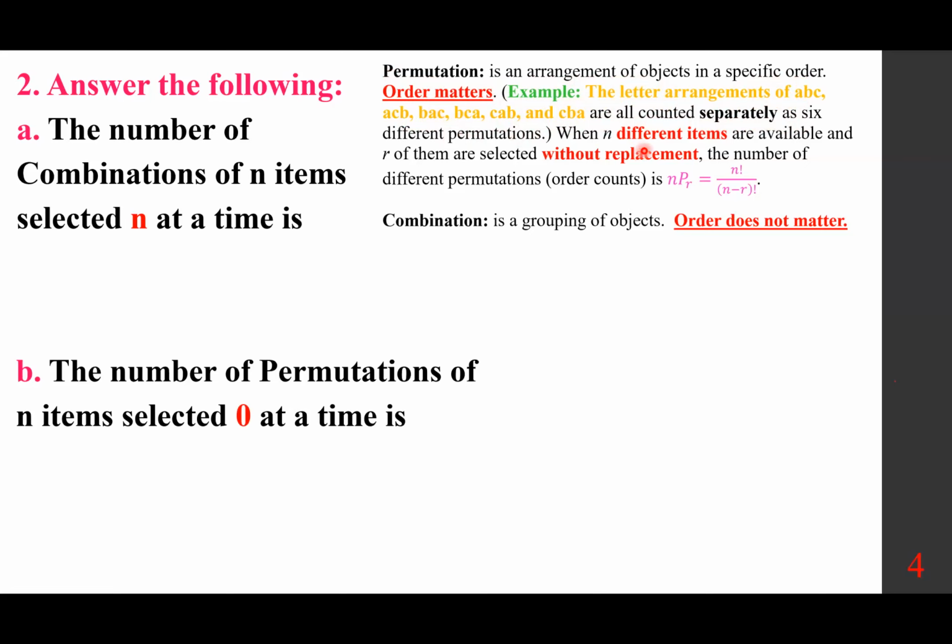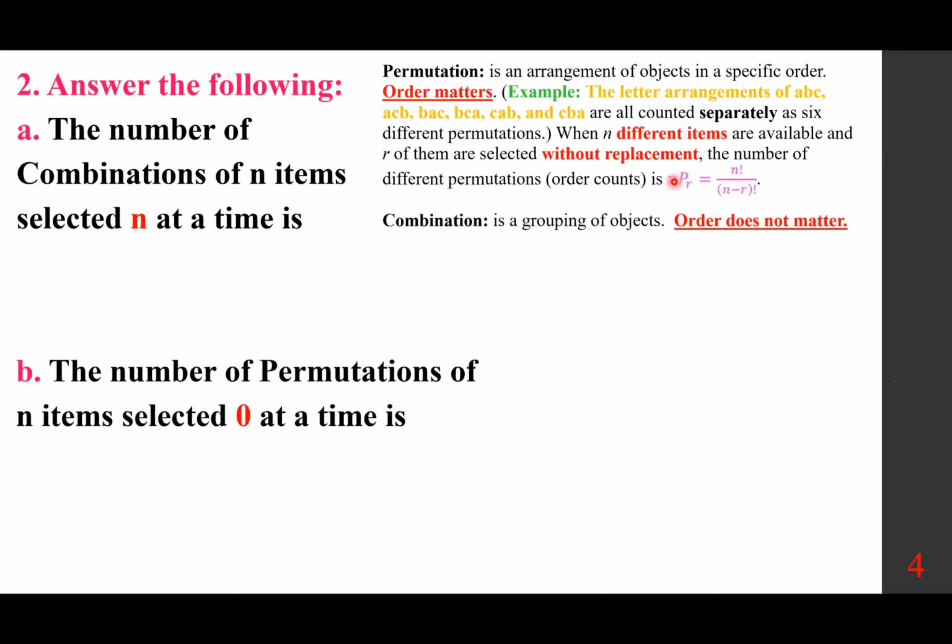When n different items are available and r of them are selected without replacement, the number of different permutation order counts, as in n permutation r, equals n factorial over n minus r factorial. Combination is a grouping of objects. Order does not matter. Perfect.